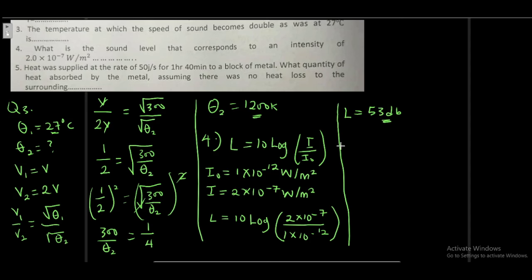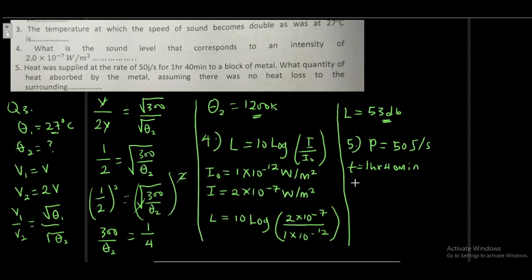Now question 5 rather, it says heat was supplied at the rate of 50 joules per second, that's work done over time. So this is power. Alright, so they gave us the power here. So we have power to be 50 joules per second for 1 hour 40 minutes to a block. So they gave us the time taken to be 1 hour 40 minutes. Okay, so they say what quantity of heat was absorbed by the metal, assuming there was no heat loss to the surrounding.